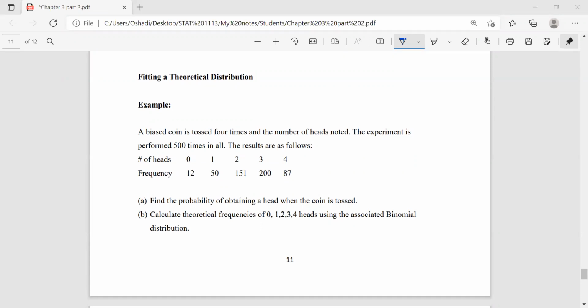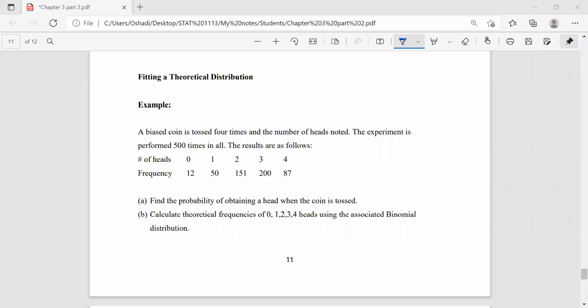I'll explain it using an example. A biased coin is tossed 4 times and the number of heads noted. The experiment is performed 500 times in all. The results are as follows. So here there is a Bernoulli experiment. The Bernoulli experiment is tossing 1 coin. So it becomes a binomial experiment since the biased coin is tossed 4 times. So that is the binomial experiment.